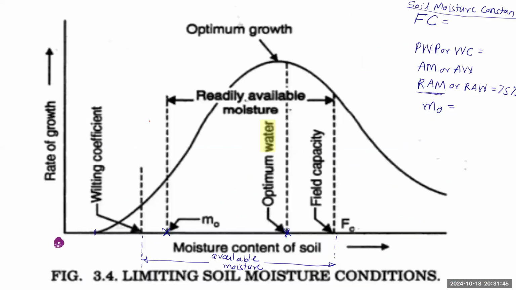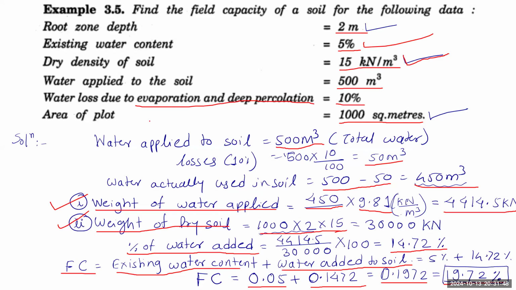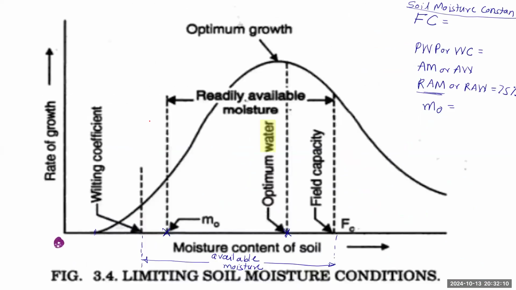So likewise, such problems are asked, but till now no such problems have been asked in the exam. But you must know how it is worked out: how to work out field capacity, how to work out the depth of root zone, or how to work out the depth of water applied to the crop. So these are the problems on this particular point. After this, we are going to discuss how to find the frequency of irrigation, how to find the area, and how to find the time required to irrigate a certain area.